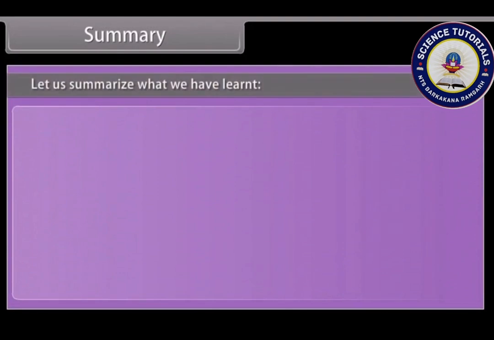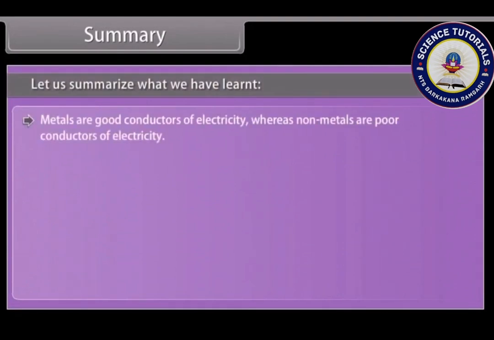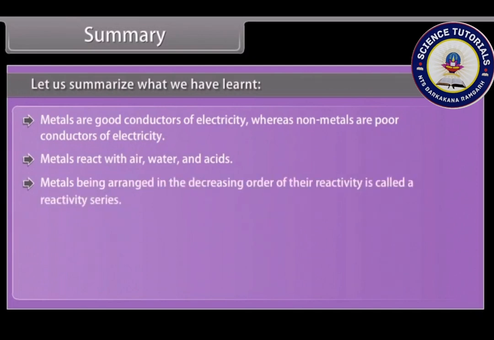Summary. Let us summarize what we have learned. Metals are good conductors of electricity, whereas non-metals are poor conductors of electricity. Metals react with air, water, and acids. Metals being arranged in the decreasing order of their reactivity is called a reactivity series.